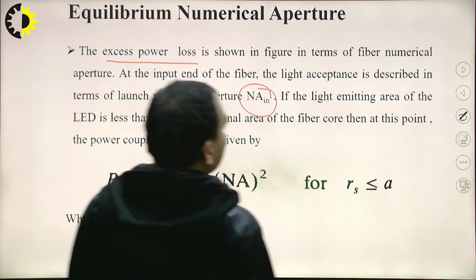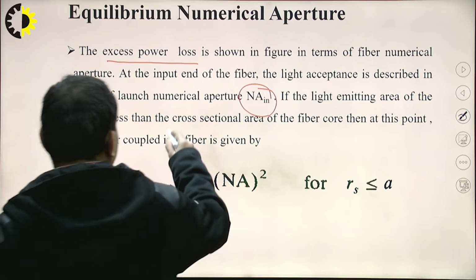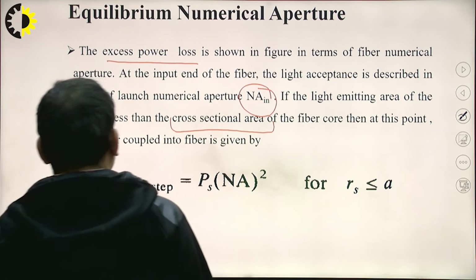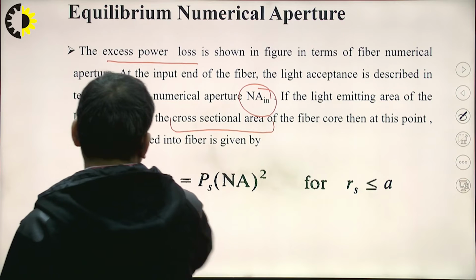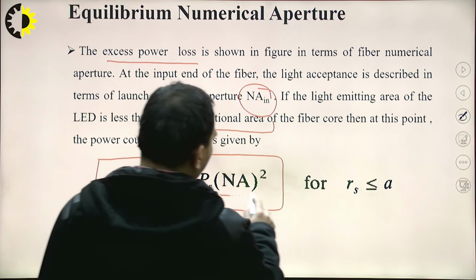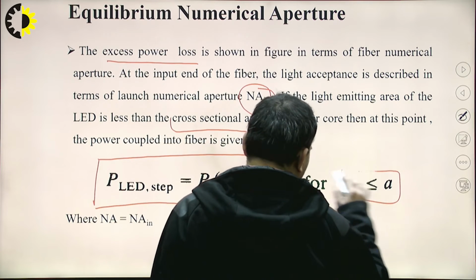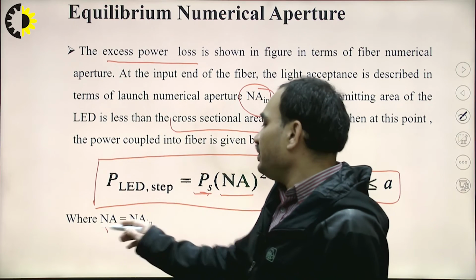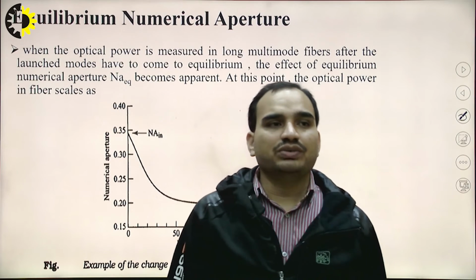So if the light emitting area of the LED is less than the cross sectional area of the fiber, then at this point the power coupled into the fiber is given by the power of the source, that is Ps, times numerical aperture whole square, for the radius of the source less than the radius of the core, and the numerical aperture will be equal to the initial numerical aperture.